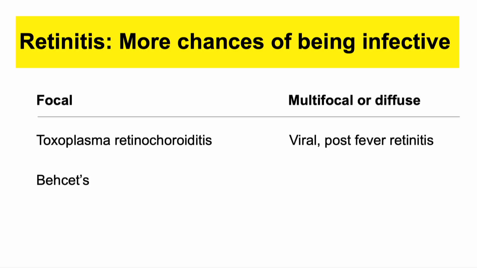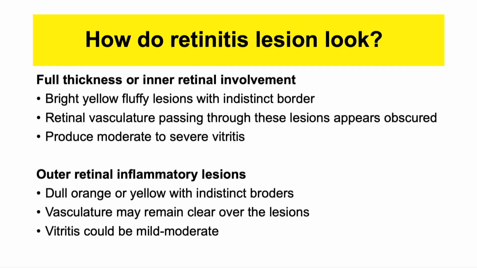Retinitis, as I told, there is more chance of being infectious. It can be focal. So when it comes to focal, the commonest is toxoplasma retinochoroiditis, and a non-infectious etiology is Behçet's, which is sometimes rare to see. And multifocal or diffuse, you have the viral retinitis and post-fever retinitis.